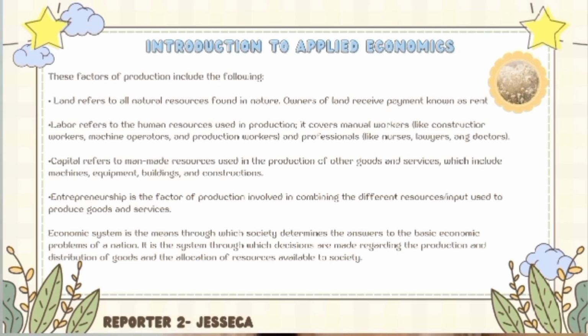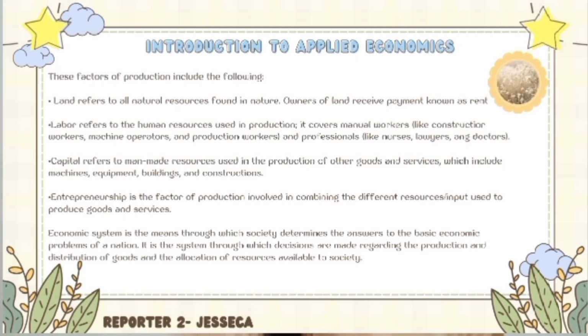And next is the labor. So labor refers to the human resources used in production. So it covers the manual workers, machines, production workers, like that. So basically, we all know sa labor. So mao na siya ang mga manpower behind the created products. So it can be manual, pwede mano-mano, or pwede with the use of machines. So mas efficient or mas dali if we use machines in creating or in producing products.